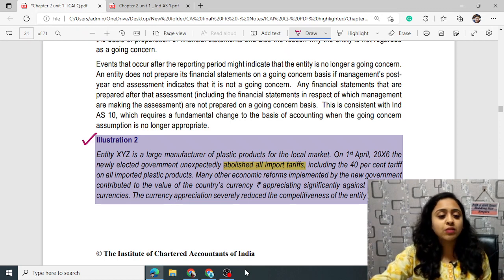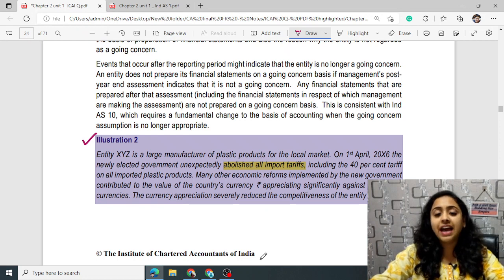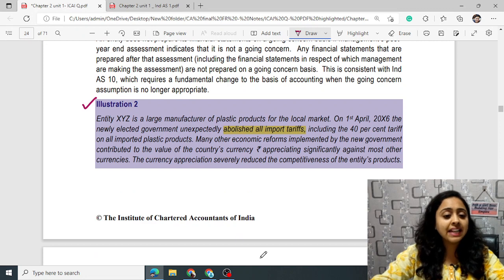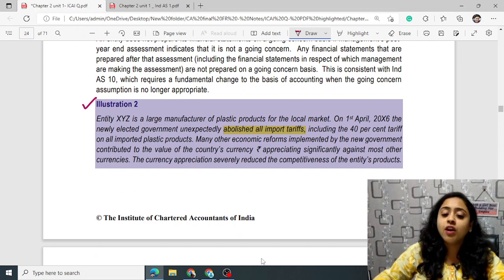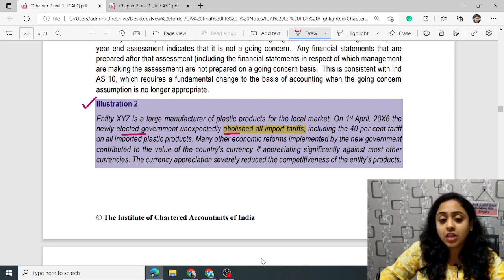Okay, so it pretty much describes itself. You just have to read it carefully and with a calm, open mind. Entity XYZ is a large manufacturer of plastic products for the local market. On 1st April 2006, the newly elected government unexpectedly abolished, meaning removed, all import tariffs.